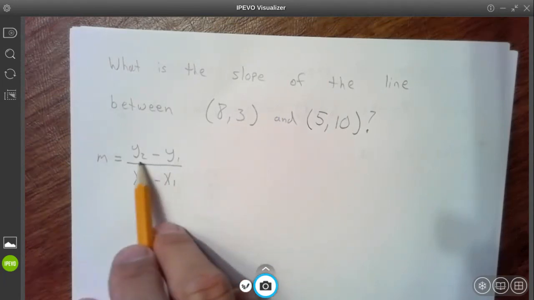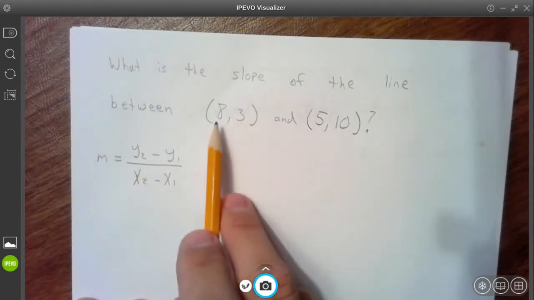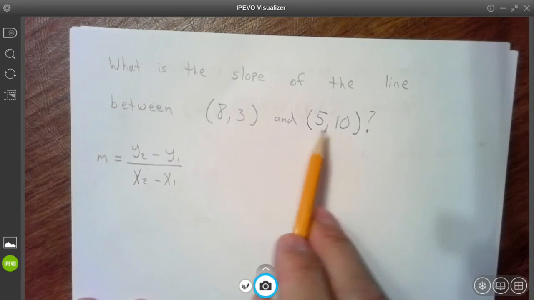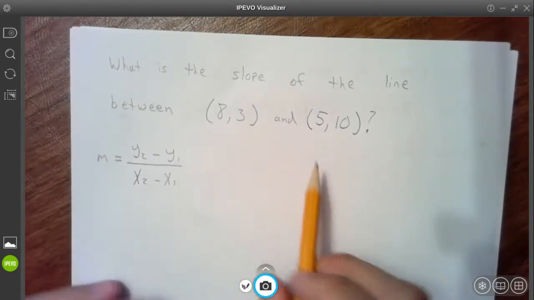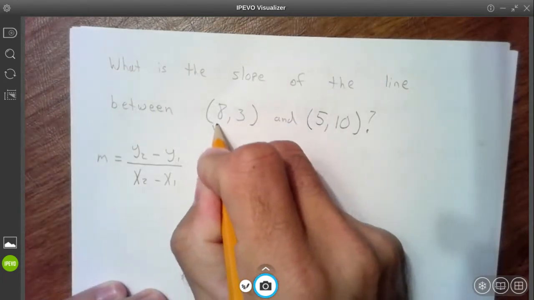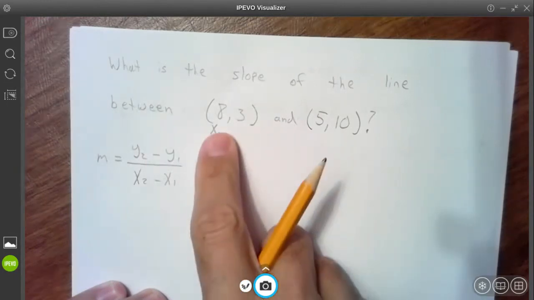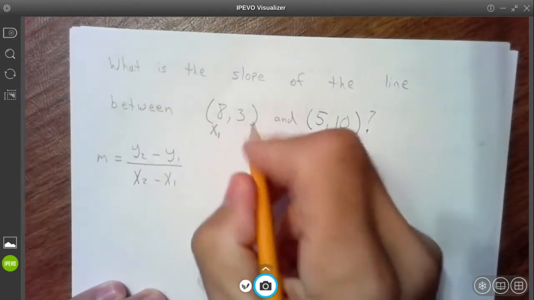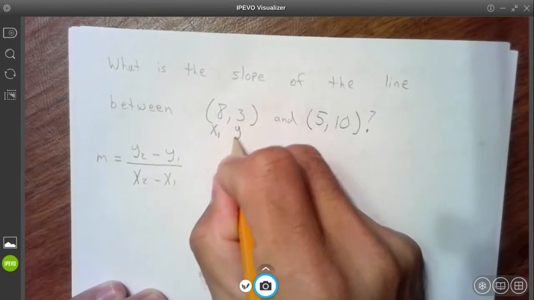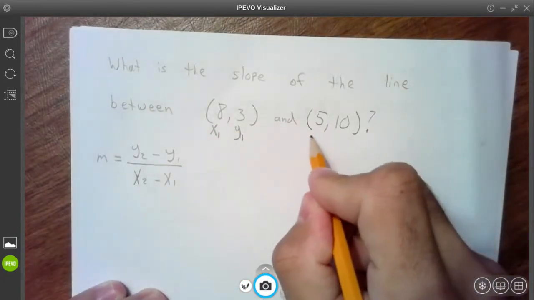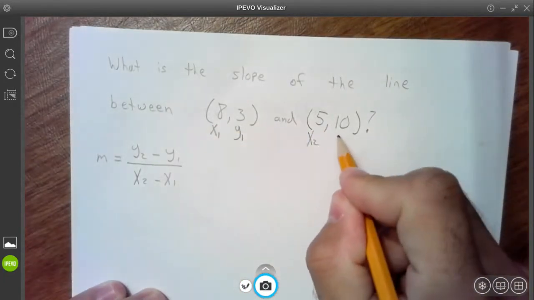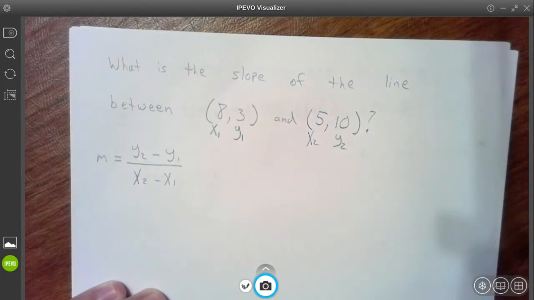So the y2, y1, these are going to come from your original 2 points, and you can label them however you want to. I'm just going to label this first position as x1, the second one as y1, and then over here we'll call this x2 and y2. And then after that you just plug and chug.